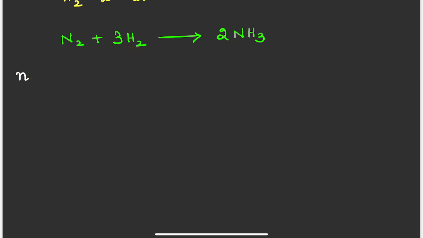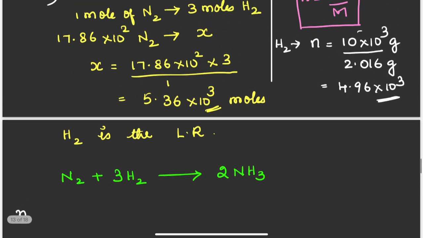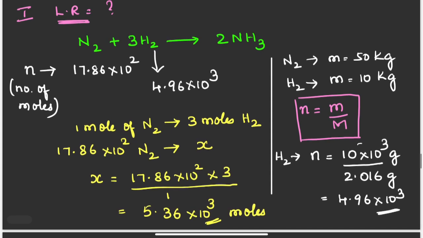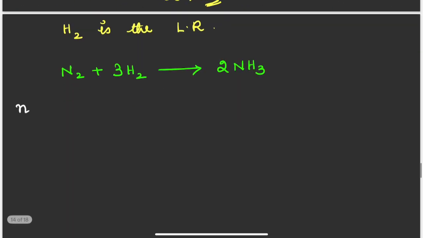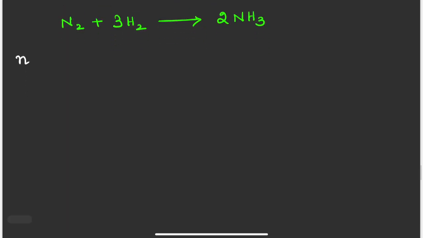So for hydrogen, what is the number of moles we got? We got 4.96 into 10 to the power of 3 moles of hydrogen. So for hydrogen, the number of moles is 4.96 into 10 to the power of 3. For ammonia, what is the number of moles? It is not given, we have to find it. So take this as x.